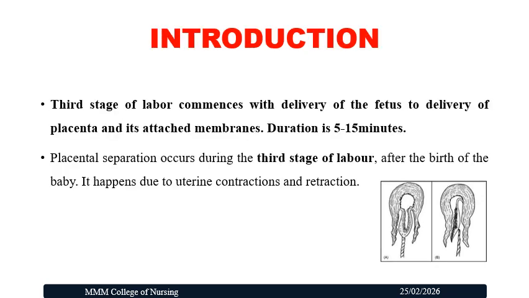Introduction. Third stage of labor commences with delivery of the fetus to delivery of the placenta and its attached membranes. The duration of this third stage of labor will be between 5 to 15 minutes. During the third stage of labor, the placental separation occurs after the birth of the fetus. It happens due to the uterine contractions and retractions.